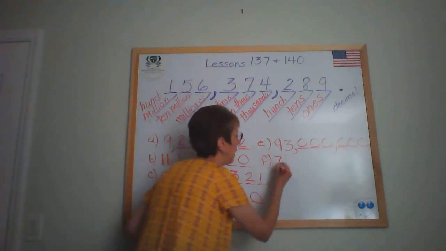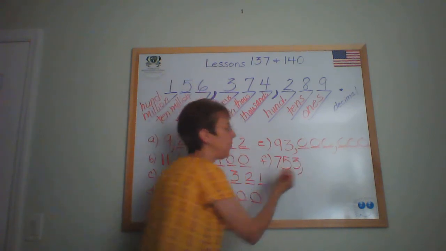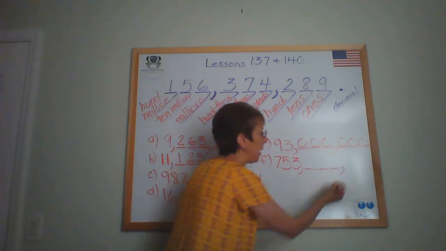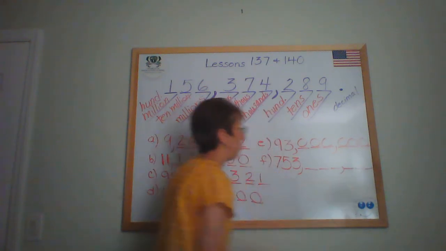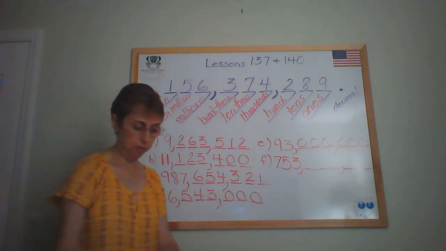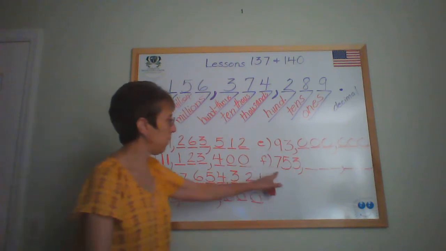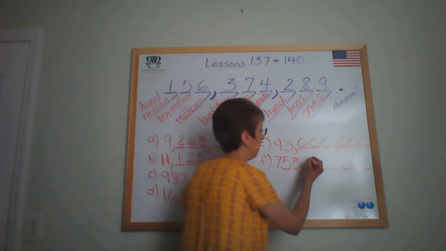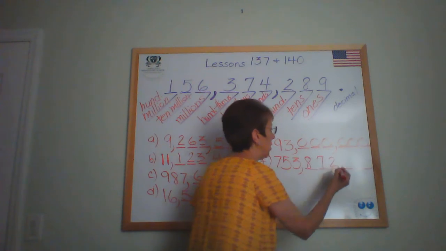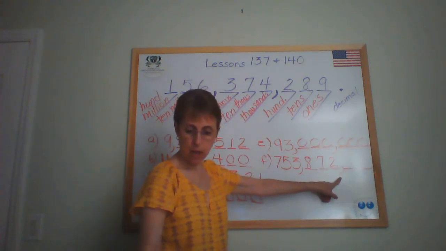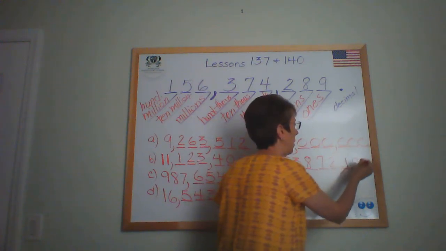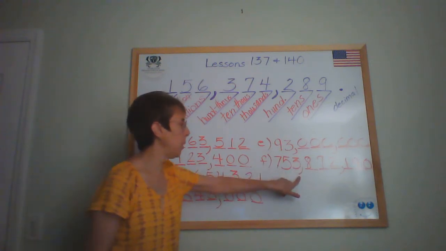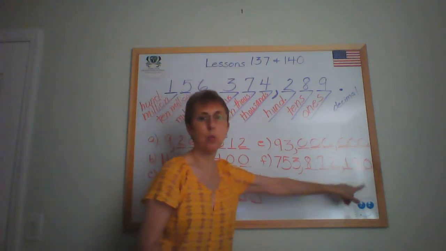And F is 753 million. So here we go, 753. That first comma is million. Because it's million, I know I have to have three more places, followed by a comma for thousands, and three more places. So it's 753 million, 872,000. 872. There's the comma for 1,000, and then 190. Okay, 753,872,190.